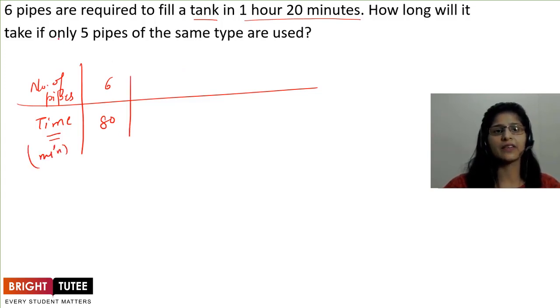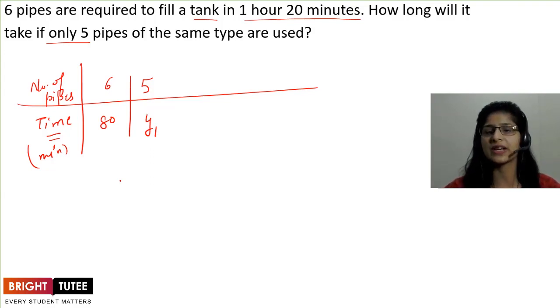Now they are asking how long it will take, so we have to calculate the time. Let us consider it as y1. How long will it take if only 5 pipes of the same type are used? We are using 5 pipes instead of 6 pipes. When there are 6 pipes, the time taken is less, the tank will get filled in lesser time. When the number of pipes is less, that means 5 pipes, the tank will take more time to fill. So this is inverse proportion.